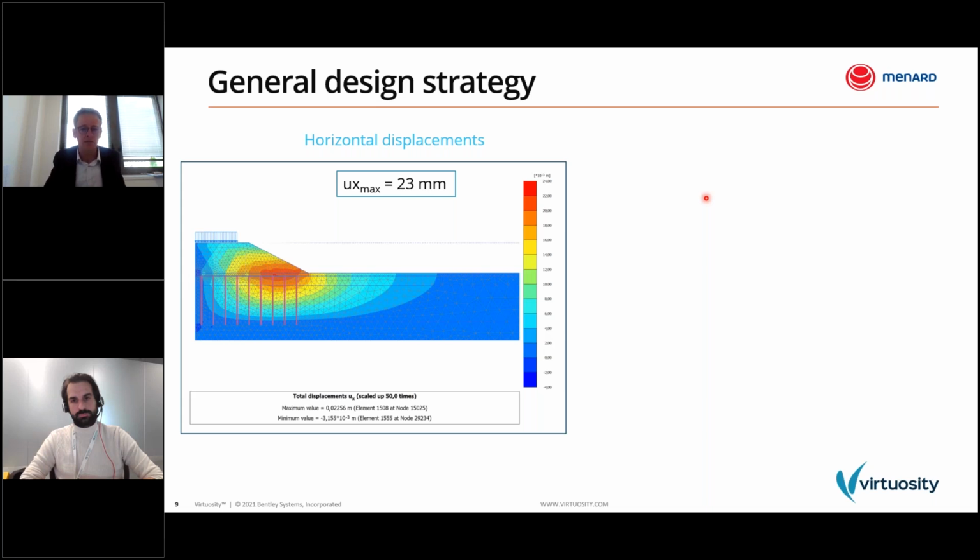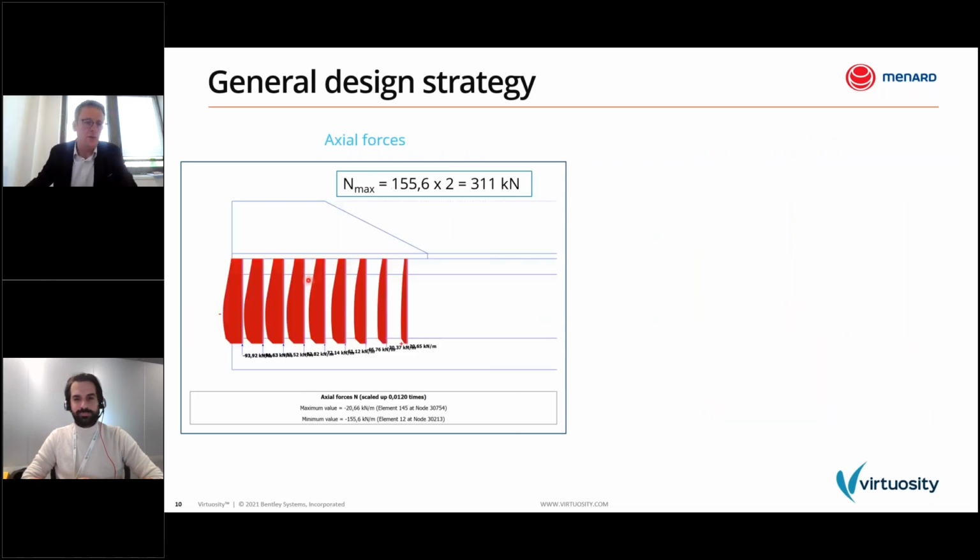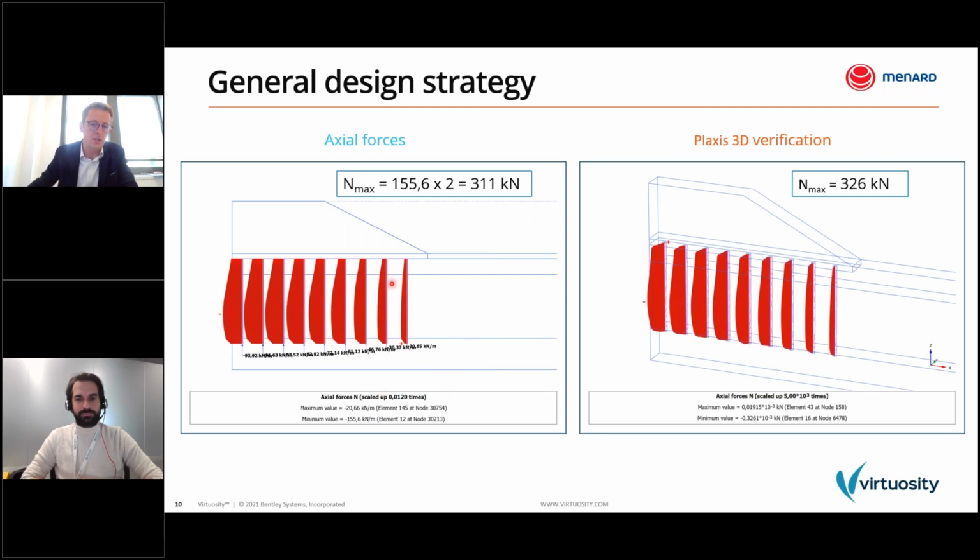Regarding the horizontal displacement, once again, we have very similar results. We can see that the lateral displacement at the toe of the embankment are quite significant. It's always the case when you have embankment over soft soil reinforced by rigid inclusions. Then with embedded beam row, it's very easy to capture the axial forces. So here it's a comparison of the axial forces between 2D on the left and 3D on the right. You can see that we have the same shape and the same values, more or less.